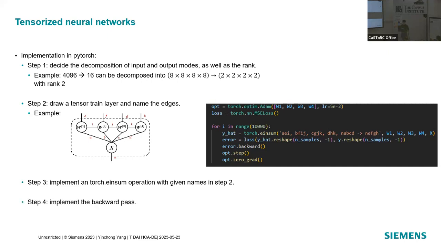And the nice thing about that is that we can actually make use of the automatic differentiation in torch and also in TensorFlow, of course. And the backward pass and the step, the optimization, is just exactly the same as what we would do with a normal neural network.